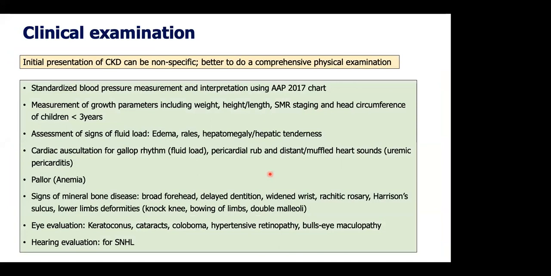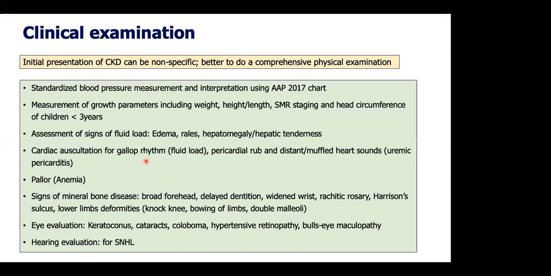So clinical examination. Most of the times the initial presentation of CKD could be non-specific, so it is better to do a comprehensive physical examination. First and foremost thing is to do a good blood pressure measurement and interpretation of it using the latest AAP charts. And you should also measure growth parameters and assess for fluid overload, which they would mostly be presenting with at CKD5 or end-stage renal disease.